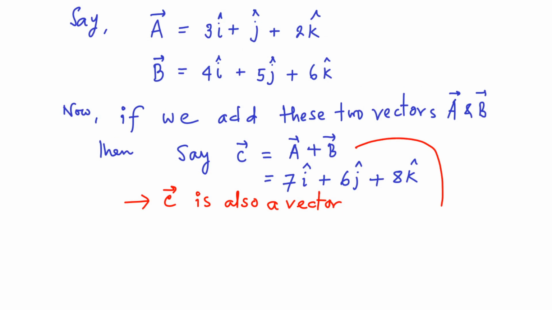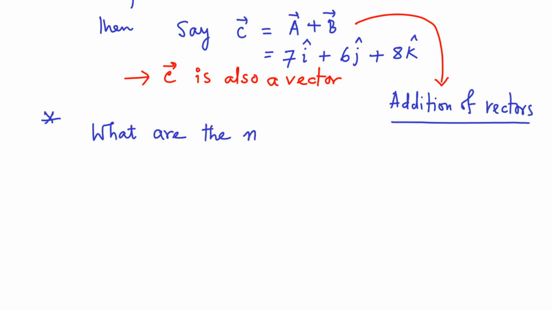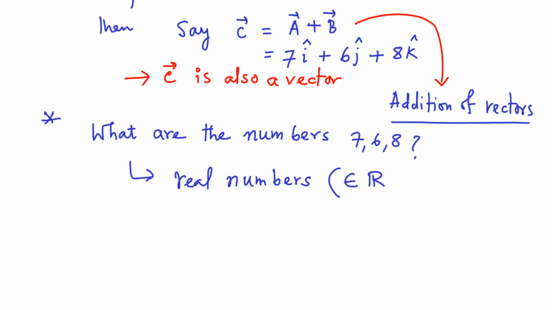And such operations are known as addition of vectors. So in other words, vectors can be added to get another vector. Now we can ask, what are these numbers 7, 6, 8 that appear in the expression of the vector C? You may answer, these are real numbers. As we have discussed earlier, these numbers are also known as scalars. Additionally, we have seen that a vector can be multiplied by a scalar number.